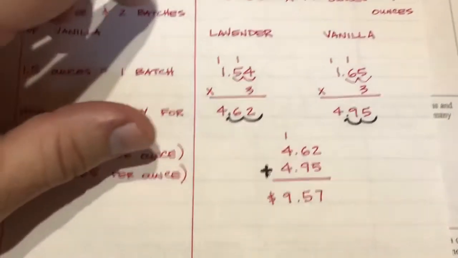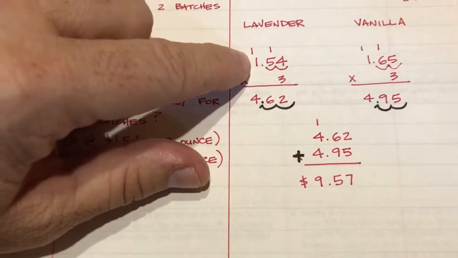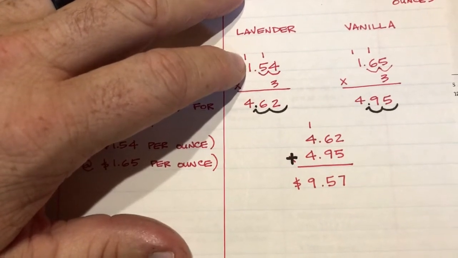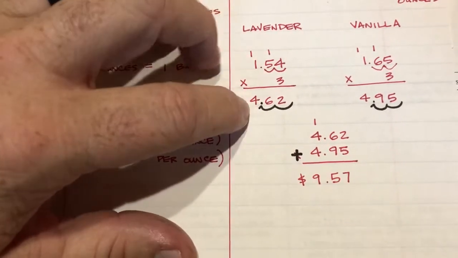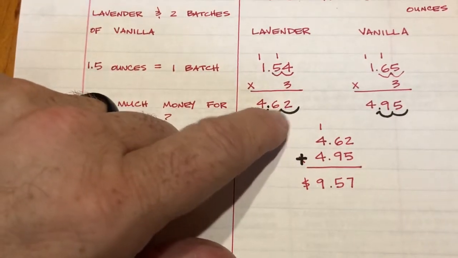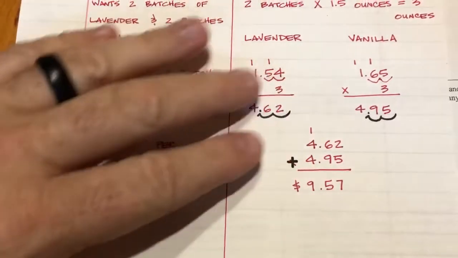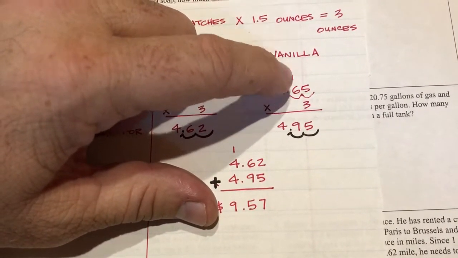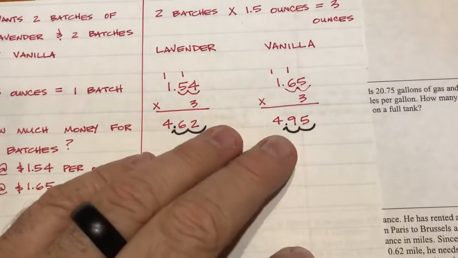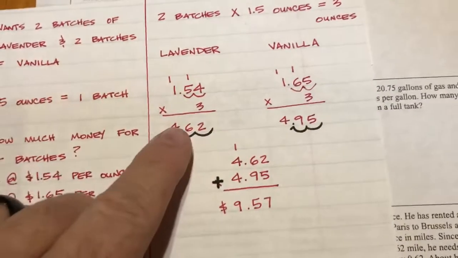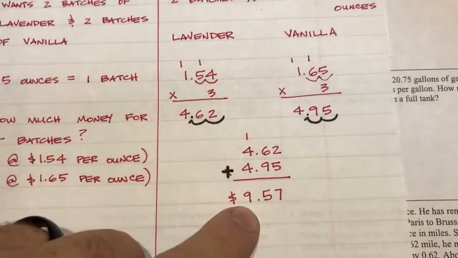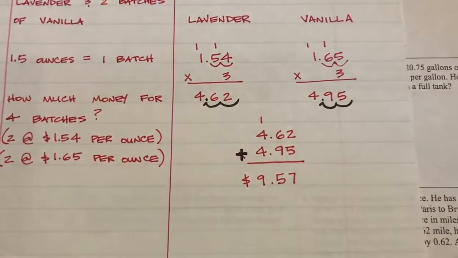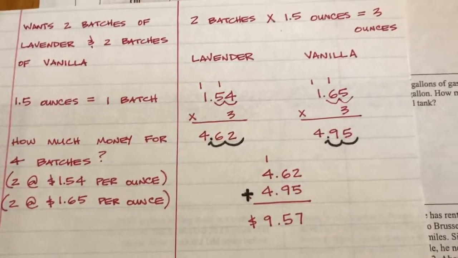This does make sense if you think about it. I mean, $1.54 is close to $1.50. You could even round it to $2 if you wanted to. So 2 times 3 is 6. So estimating, we should be somewhere close to 6. $4.62 is somewhat close to 6. And it's really the same here. $1.65 is close to $2. $2 times 3 would be 6. $4.95 is pretty close to 6. And so 6 and 6 together would be 12. Our total of $9.57 is somewhat close to our estimation of 12. So we should be in the right ballpark there.